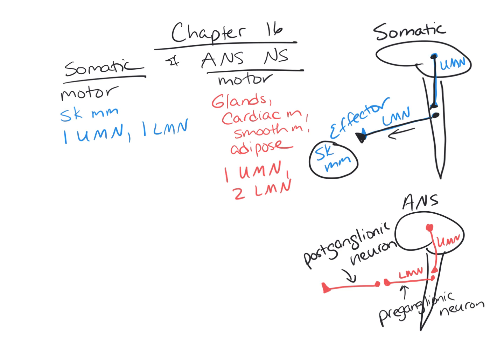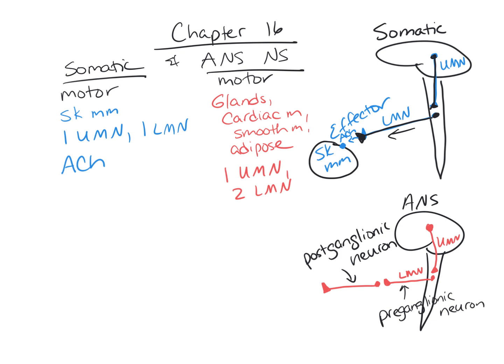Then if we look at the neurotransmitters, we'll see that in the somatic nervous system, that lower motor neuron releases acetylcholine, ACH, and acetylcholine binds to the skeletal muscle. So the neurotransmitter for the somatic nervous system is ACH.